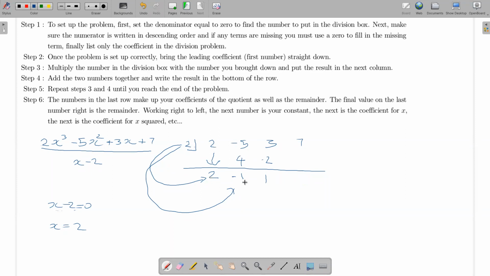Okay, 2 times 1 is 2. Then add. Okay, so here multiply the number and bring it down.